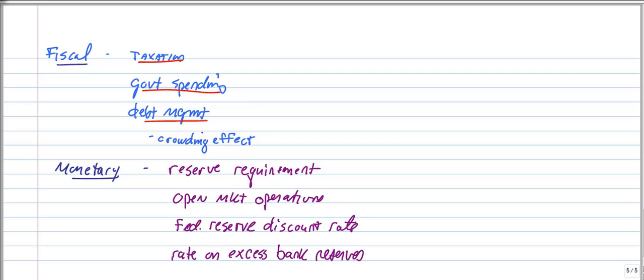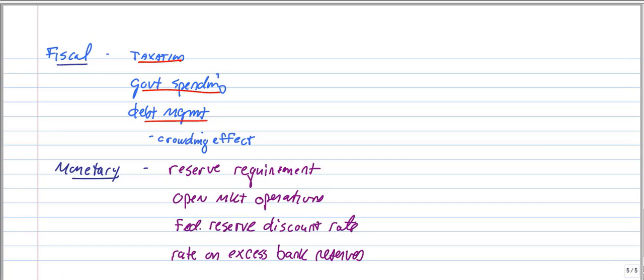Okay, we'll start with the reserve requirement. The Federal Reserve requires banks to keep a certain percentage of their deposits, the money they take in from depositors, on reserve with the Federal Reserve Bank. Well, that's important, isn't it? Because that provides some stability. It provides liquidity to the markets.